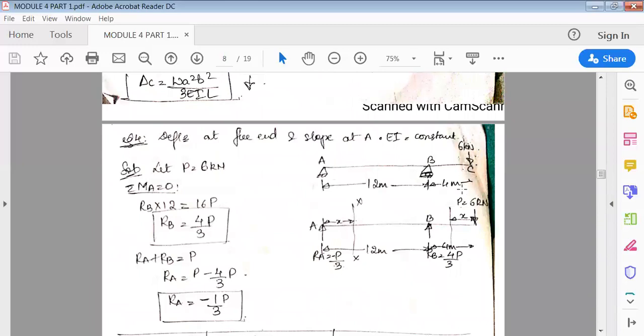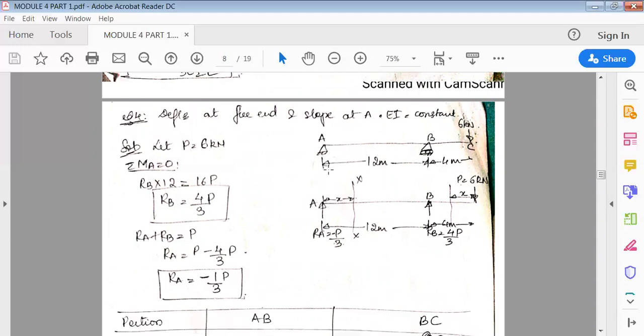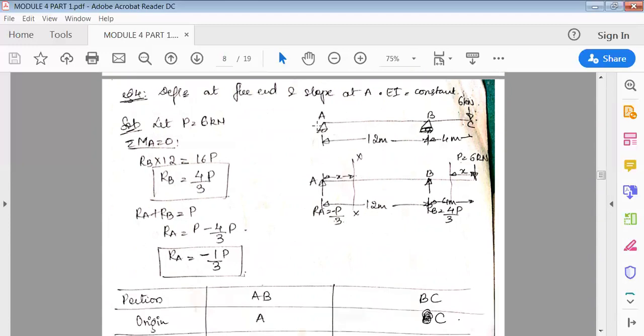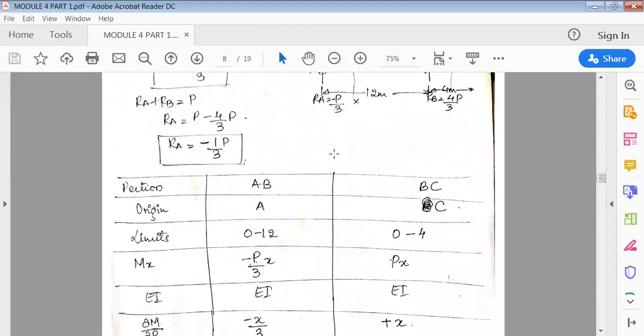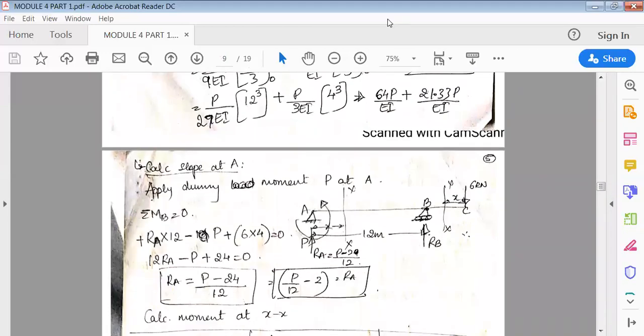Similarly, you have to calculate the rotation at A. Rotation at A is theta A. Now to calculate theta A, there is no load acting here, and there is no moment also acting. So if you want to calculate theta A, you have to apply a dummy moment at A. Whichever parameter you want to calculate, and whichever point you want to calculate at, in case there is no load or no moment, you have to put a dummy load or a dummy moment at that point.